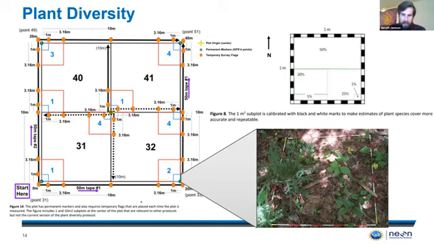And then we'd repeat that flow for the next subplot, moving from 31 to 32. You can also see what one of our quadrats or square meter frames looks like in that picture on the right, where we have 10 centimeter markings on those to assist us with percent cover estimates.